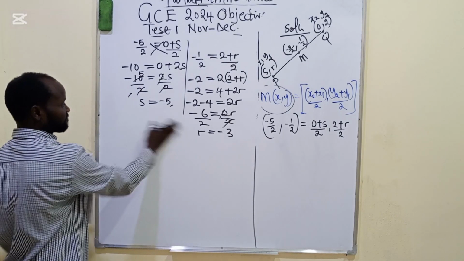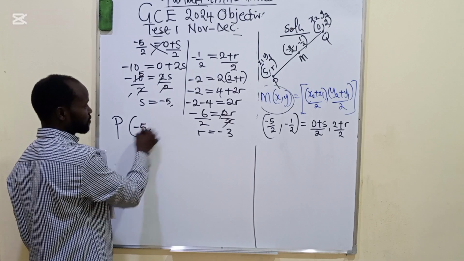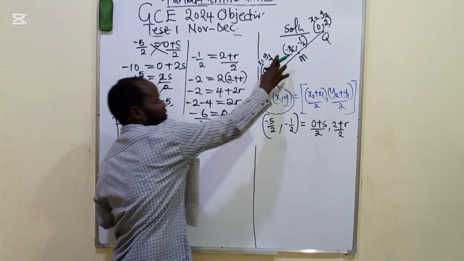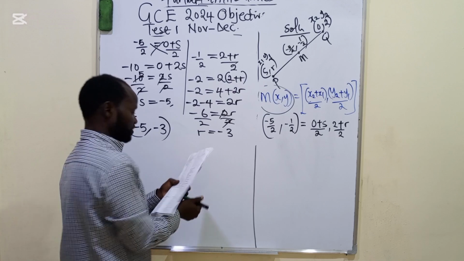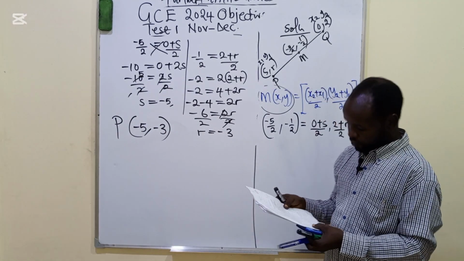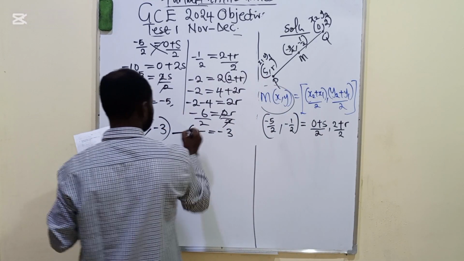So the coordinate of P now will be minus 5, comma minus 3. This will be the coordinate of P at this point. Let's check which option is that. That will be option C. The correct option here is option C.